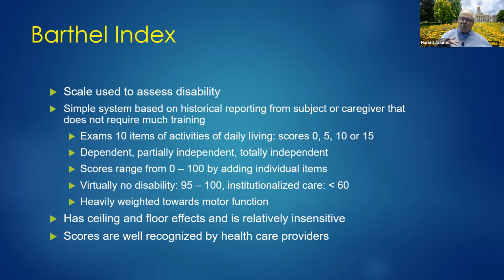The scores range from 0 to 100, and each item is added up, and you end up with a patient that's dependent, independent, or totally independent. Those patients generally who have static conditions who require institutionalized care will have a score of under 60. Now, this is very heavily weighted to motor function. There's very little assessment of cognition in here. Still, the Barthel Index is something that is recognized by a wide variety of healthcare providers, especially those who are in rehabilitation. Next slide.